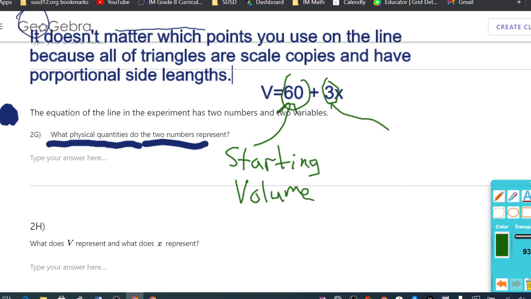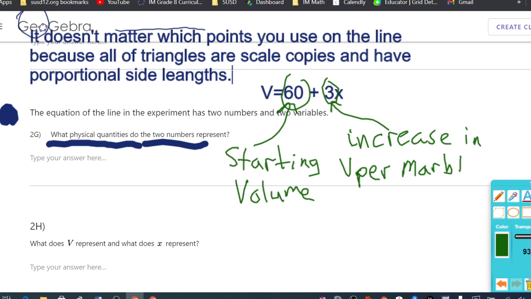And what does this 3 represent? That represents the increase in volume per marble. I'm just going to write the increase in V, which is volume, per marble. Do you know why that is? Do you remember? Did you get it? Because each marble increases the water height by 3 milliliters. The volume of the marble is 3 milliliters.